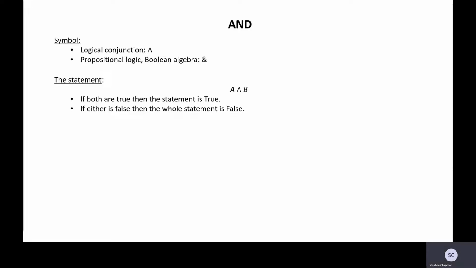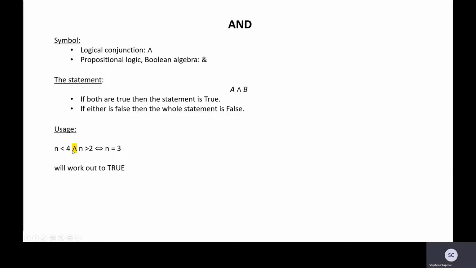So we have a statement here. It's A and B. So if A is true and B is true, the whole statement is going to be true. If either side is false, the statement is false. So let's have a look. Here we have a value for n. N has a value of 3.